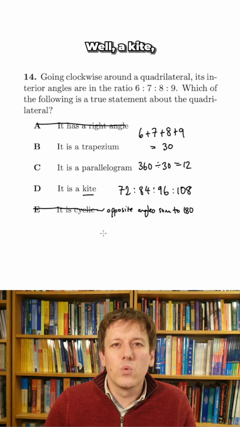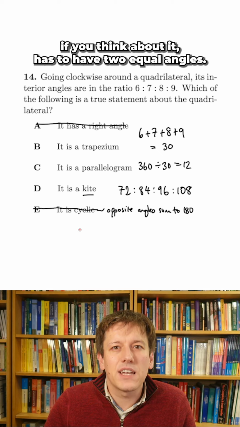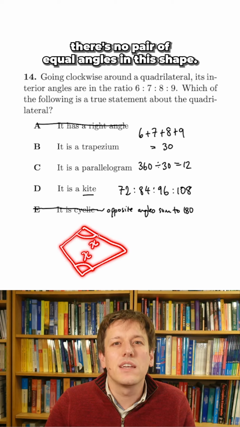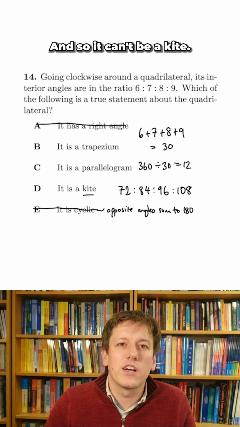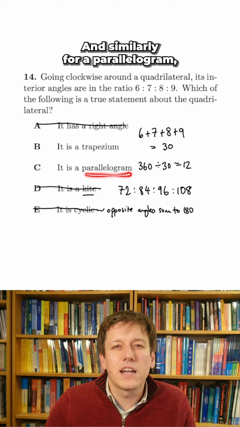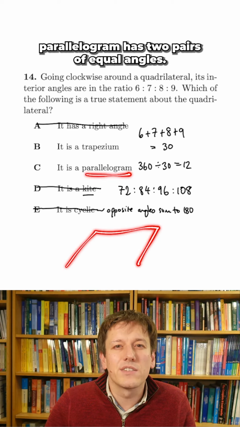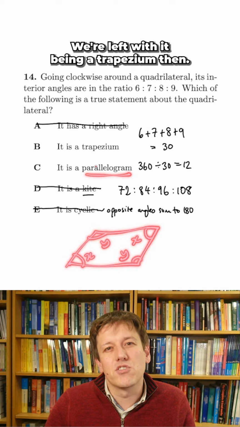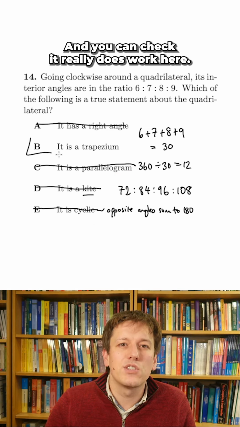Is it a kite? Well, a kite, if you think about it, has to have two equal angles. There's no pair of equal angles in this shape, and so it can't be a kite. And similarly a parallelogram has two pairs of equal angles, and so it's certainly not a parallelogram because we don't have any equal angles. We're left with it being a trapezium then as the only option, and you can check it really does work here.